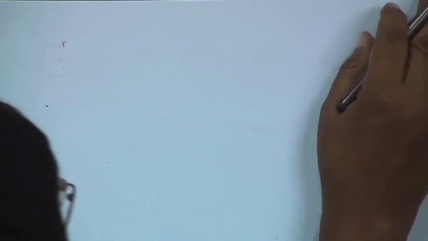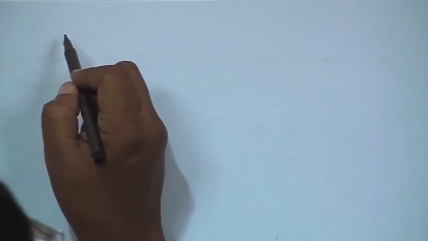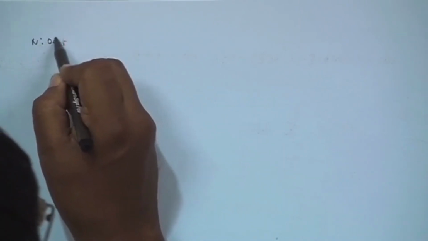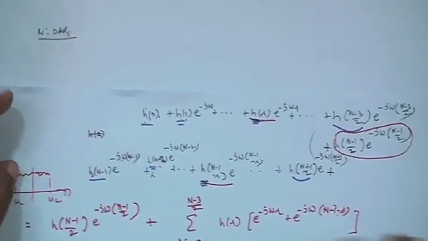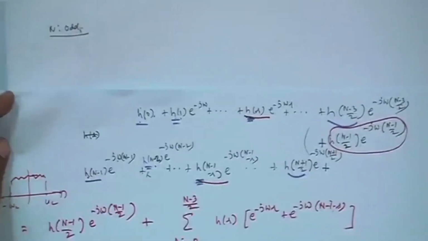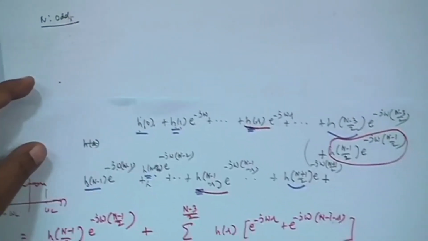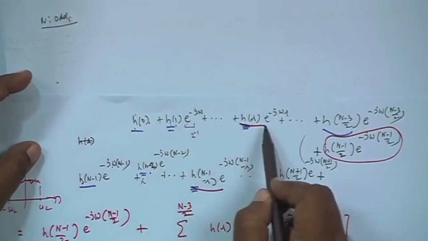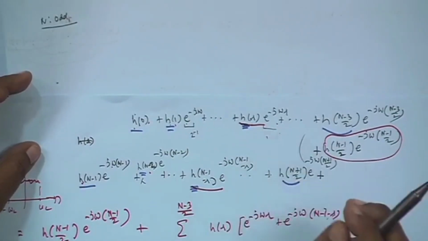Now, for this FIR, for these linear phase systems, some properties are important. Suppose, instead of the discrete time Fourier transform, I take the Z transform. So, I go back to the N equal to odd case. Instead of e to the power minus j omega, it will be z to the power minus r.